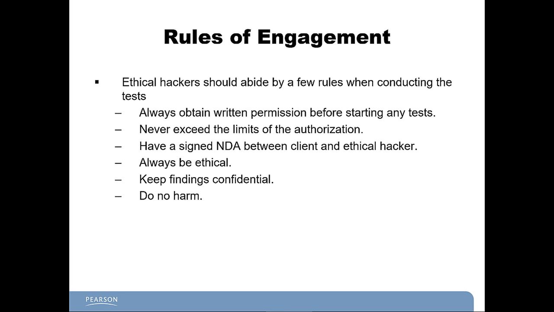occur. Rules of engagement. You'll notice I keep saying with permission. Normally, an ethical hacker will have a set of scopes. This is going to be the rules that they have to follow when testing. Again, always start off with written permission. Never go outside the scope that's limiting you. Normally, you want a non-disclosure agreement. Keep it ethical. Keep it documented. And keep in mind that whatever you do, all of this is confidential. The goal here is to do no harm while doing your testing.